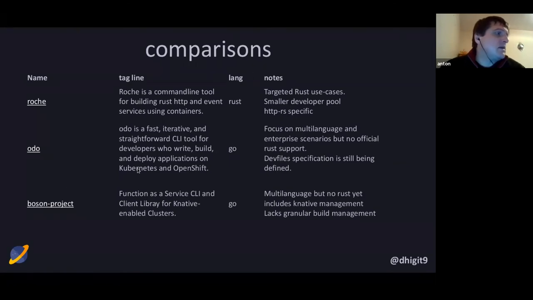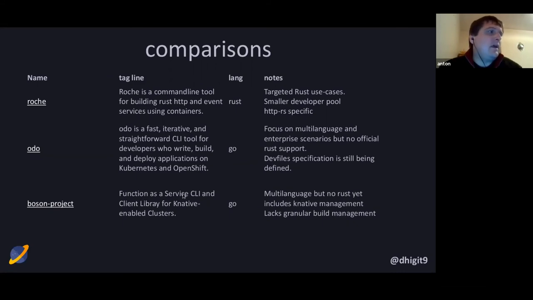The Boson project is more aligned with what I'm trying to achieve with the function as a service piece. I am interested in looking at how we could potentially migrate some of the functionality from Roche into the Boson project. Again, it's written in Go, so it's not necessarily what I want to do as a side project, but I think it could be interesting if we're looking at getting more adoption and becoming part of a wider ecosystem. But it's very early days.